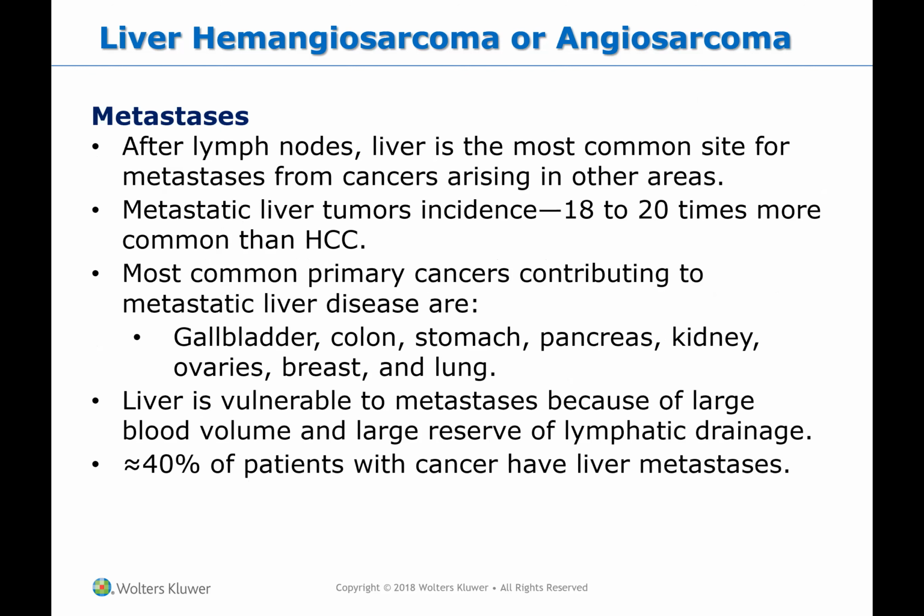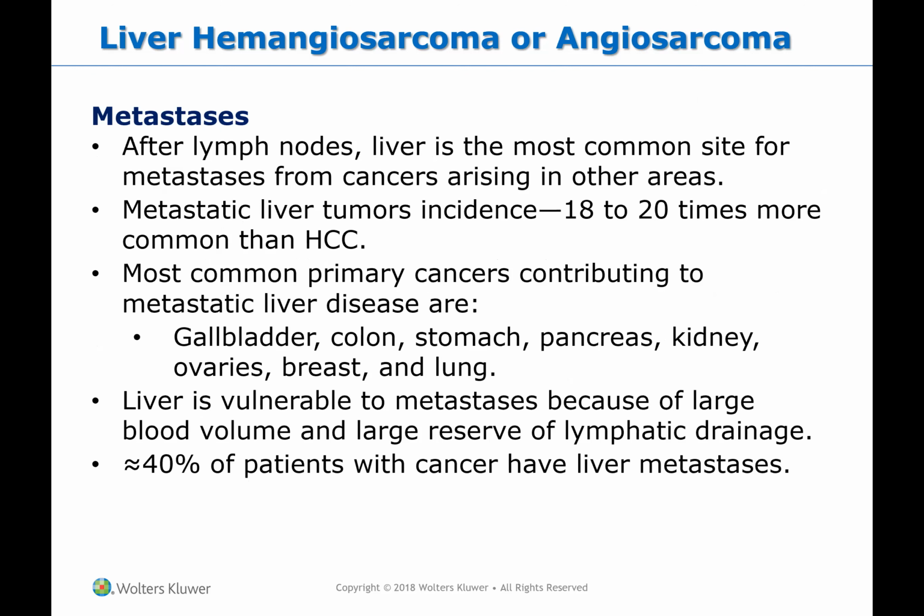Metastasis. After lymph nodes, the liver is the most common site for metastasis from cancer. Again, everything has to go through it. So if you have ovarian cancer, the blood is going to filter through the liver. So it could metastasize there.